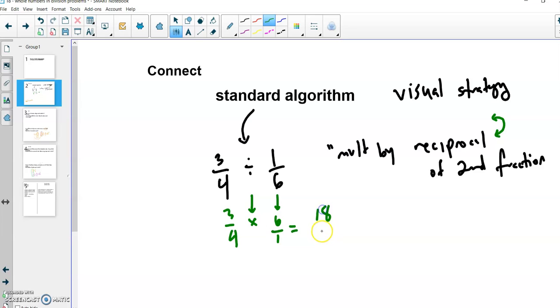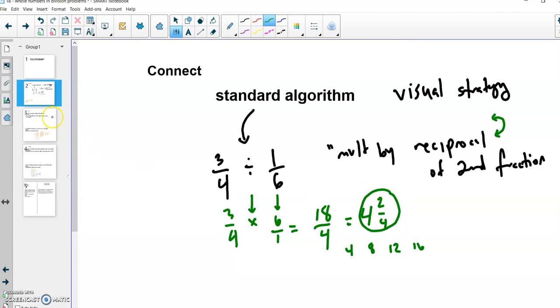And that's going to give us 18/4, which is, let's see, 4/4 is 1, 8/4 is 2, 12/4 is 3, 16/4 is 4. That's 4 wholes, and then there would be 2 more fourths. So 3/4 divided by 1/6 is 4 2/4.